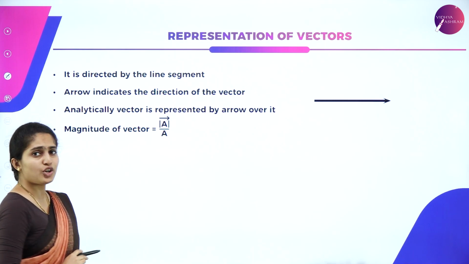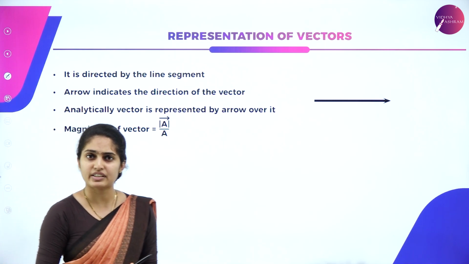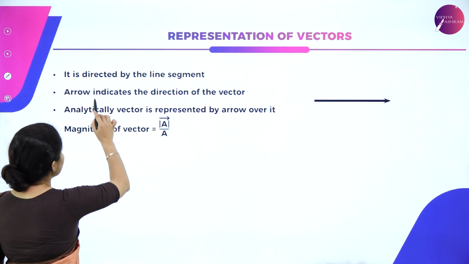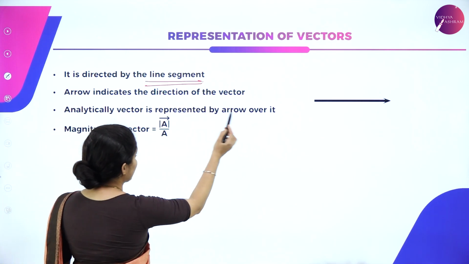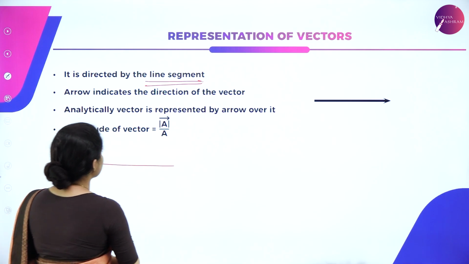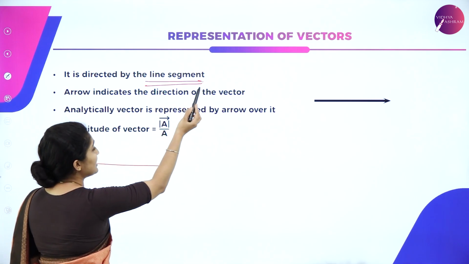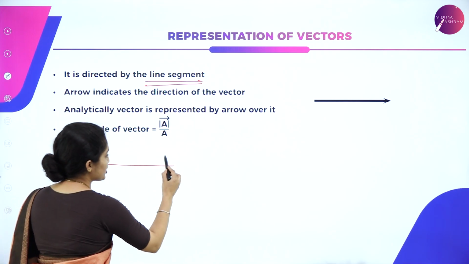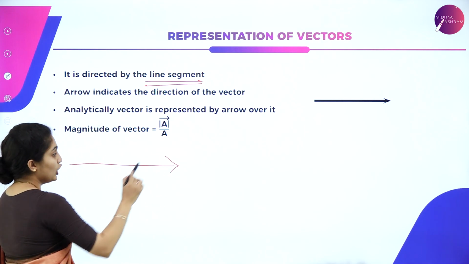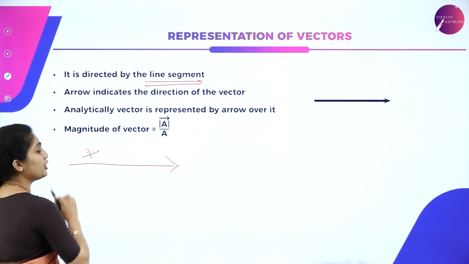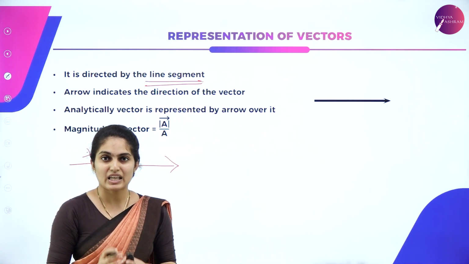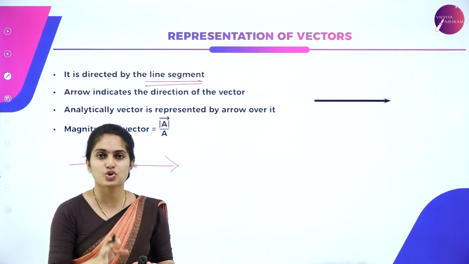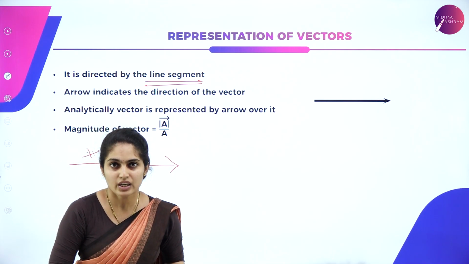So, representation of a vector. How do you represent a vector now? It is represented by a line segment. Okay, the line segment, whatever you can see, is just one single line segment. The arrow indicates the direction of the vector, towards which direction it's moving. So this is one of the most important components in this chapter, motion in a plane, which will carry marks. The arrow mark is a must. It shows the direction of the movement.